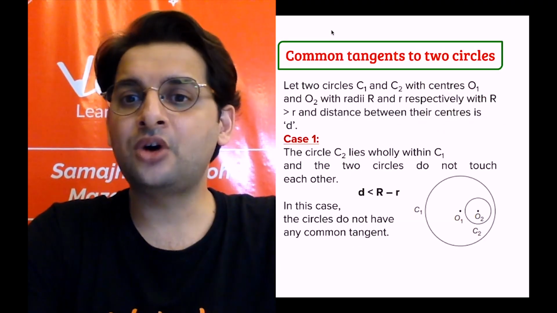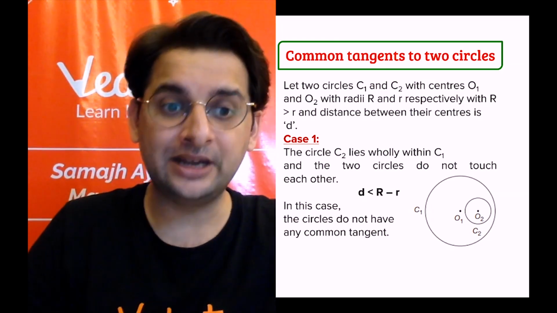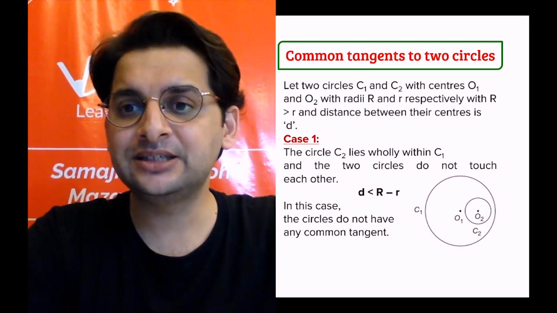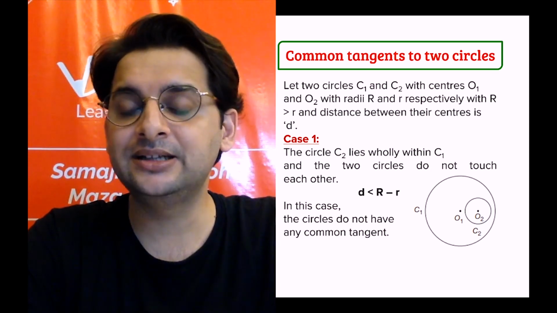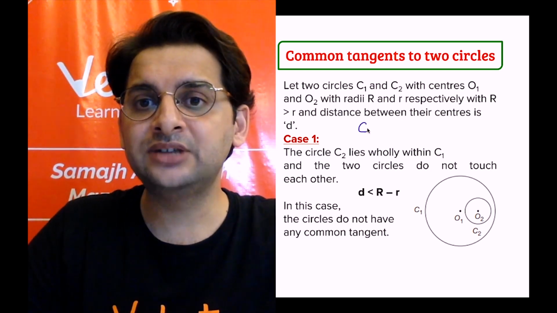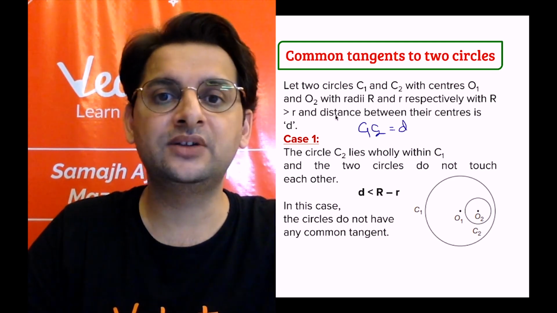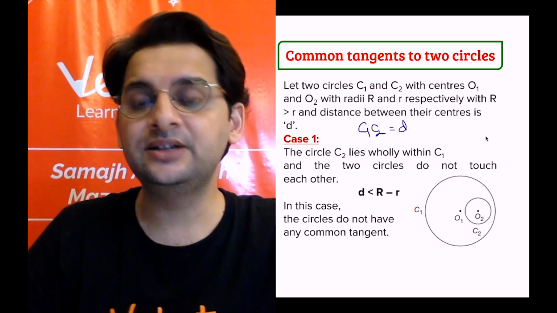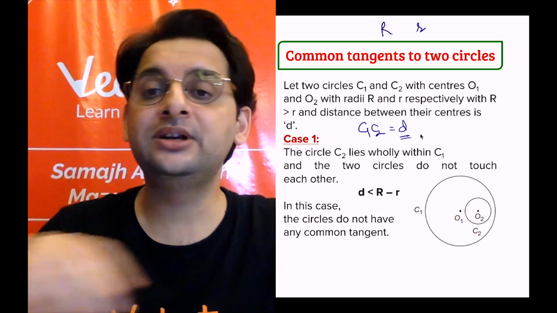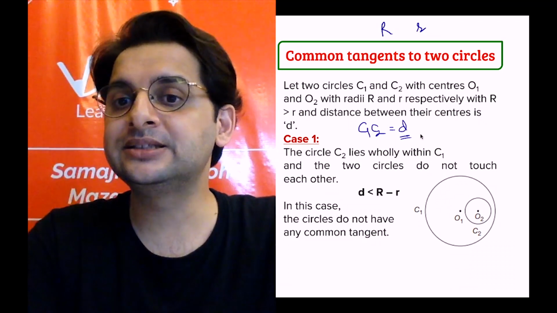So guys, common tangents of two circles. We'll discuss some basic cases, then we'll derive some formulas and then apply them in some questions. So this is one basic case when one circle is completely inside the other circle. In all the cases that we're doing, I'll take the center to center distance as D. C1 is the first circle, C2 is the second circle, O1 is the center of the first circle, O2 is the center of the second circle. Let the bigger radius be capital R, the smaller radius be small r, and I'll denote D as the distance between the centers.